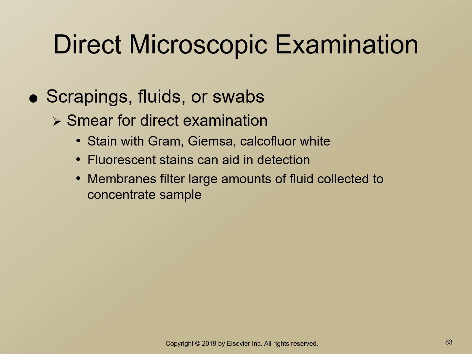Conjunctival and corneal scrapings, intraocular fluids, and aspirates are collected by an ophthalmologist using a spatula, blade, or sterile swab, and they can be used for direct examination with a smear. So typical stains that would be used are Gram stains, Giemsa, and calcofluor white. Fluorescent stains can also be used to aid in identification. Membranes are used to filter large amounts of fluid collected to concentrate the sample to subsequently perform a smear.